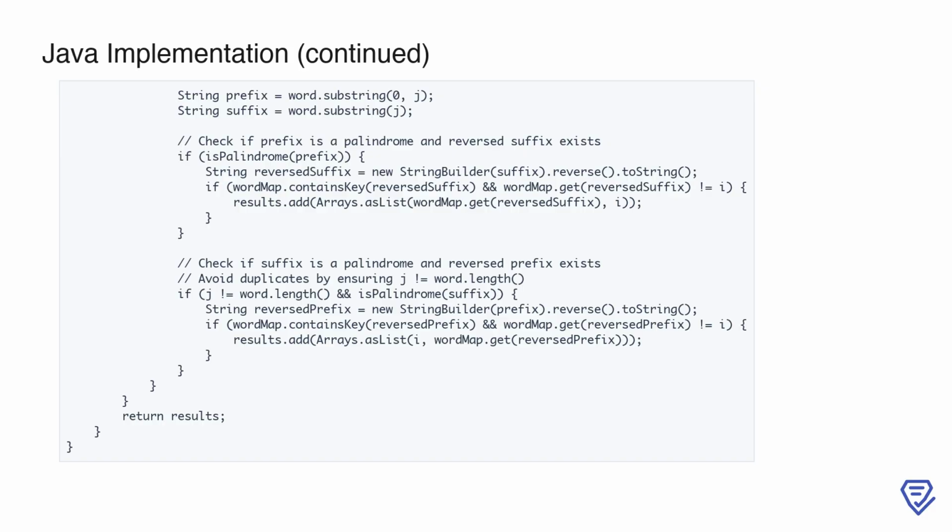Next, we check if the suffix is a palindrome. To avoid duplicates, we ensure this check only runs when the current position is not the end of the word. If the suffix is a palindrome, we reverse the prefix and look for it in the map. If found, and it's not the same word, we add the indices to the results list, this time with the current word coming first. After iterating through all possible splits and performing these checks, the method returns the results list containing all valid palindrome pairs.